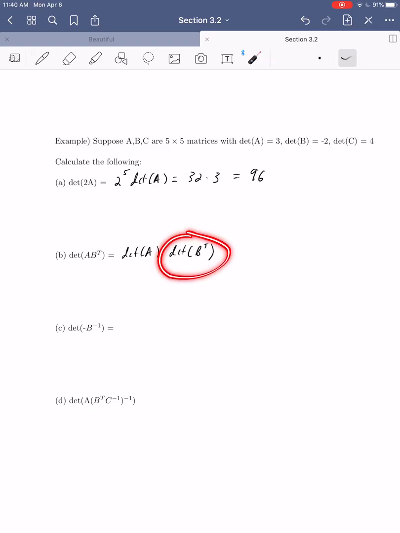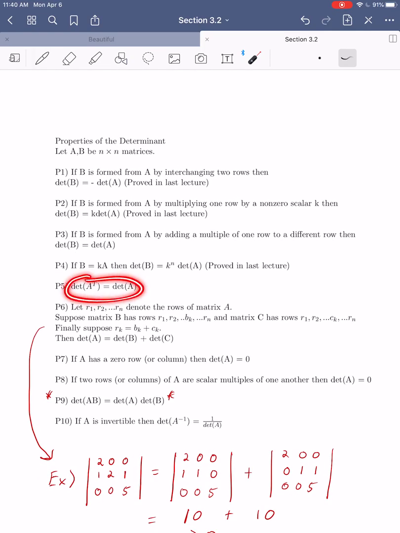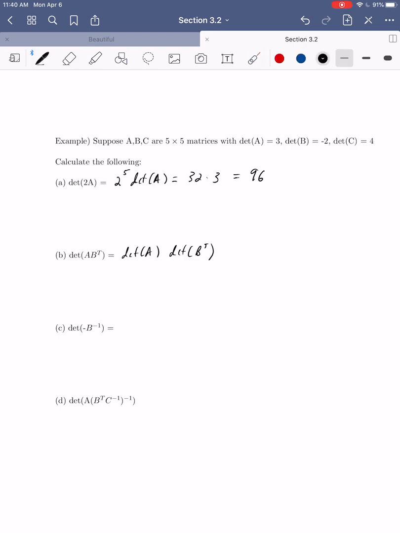Then we can say, what can we say about determinant of B transpose? Well, we know that the determinant of the transpose is the determinant of the original matrix. So we can say that that is determinant A, determinant B. And then we can just plug in 3 times -2. That looks like that guy would have a determinant of -6.